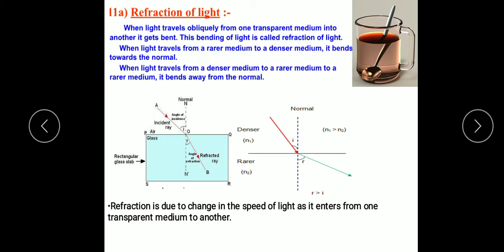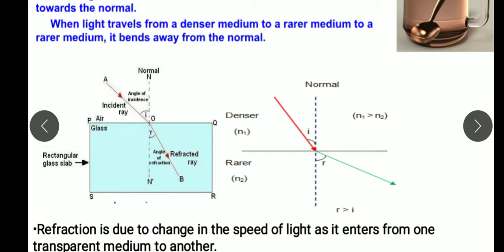the refraction of light. So in this figure you can see here, AO is the incident ray and OB is a refracted ray, and ON is normal to the refracting surface at the point of incidence, and I is the angle of incidence, R is the angle of refraction. So here in this case a ray travels from air medium to glass medium, it changes its direction.